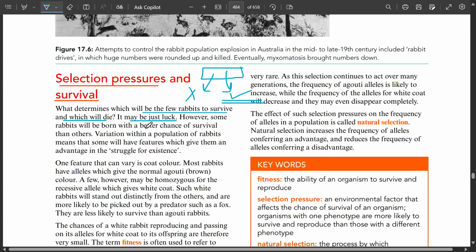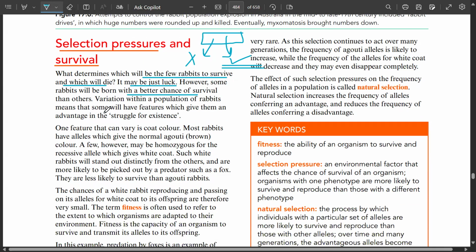However, some rabbits will be born with a better chance of survival than others. Variation within a population of rabbits means that some will also have the features which give them advantage in the struggle for existence. One feature that can vary is coat color as well. Many rabbits have a normal agouti brown allele color and some of them which have a white coat color as well. Now, white rabbits will stand out distinctively from the others and are more likely to be picked out by the predators such as fox.